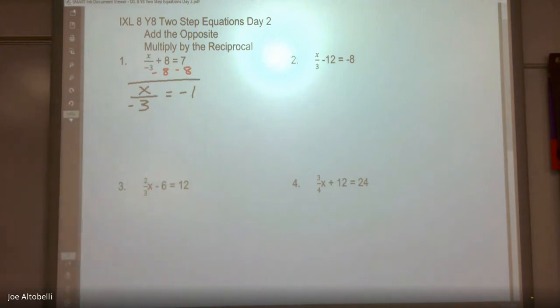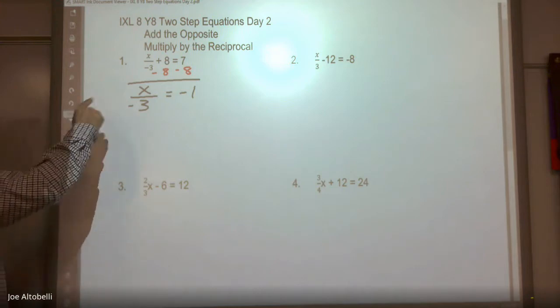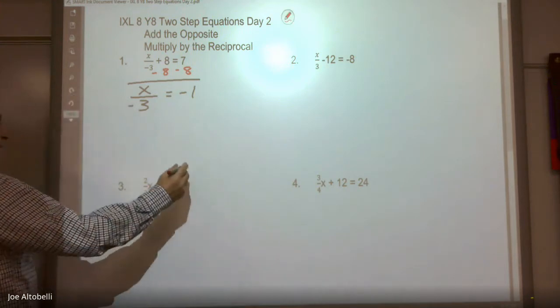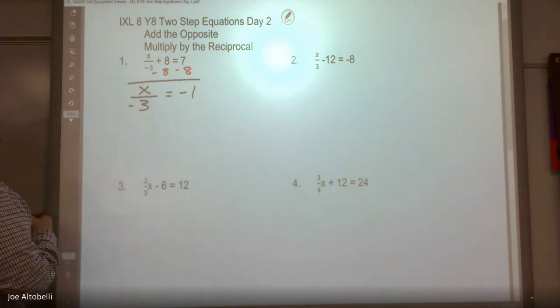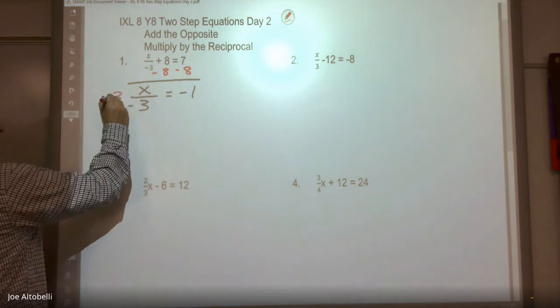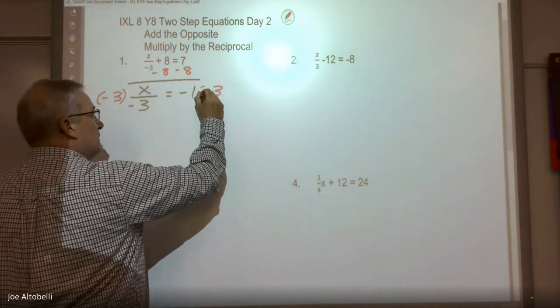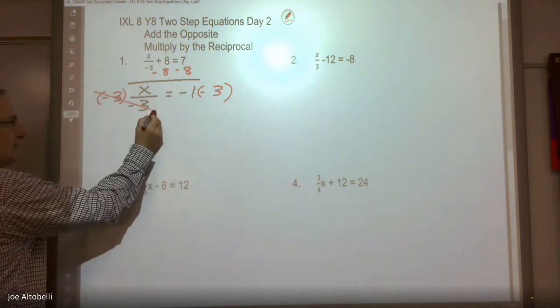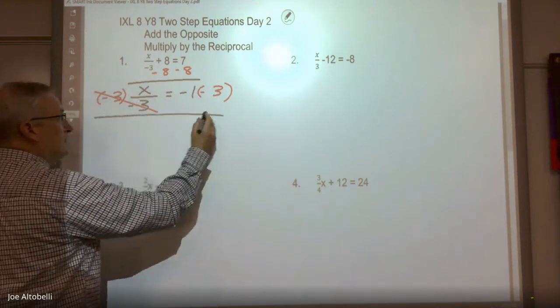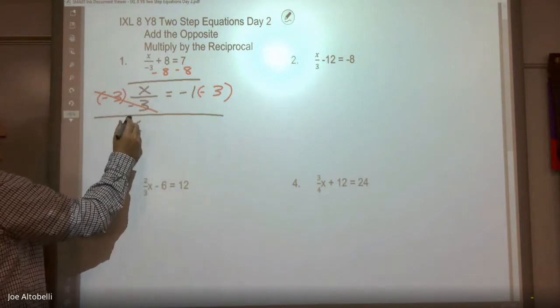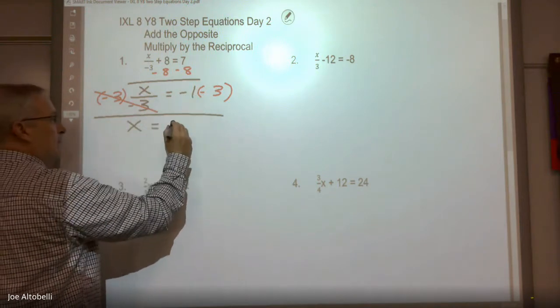Remember, you have to write everything down showing all your steps. Okay? Write everything down showing all your steps. And our second step here now is, how do I undo dividing by a -3? Multiply by a -3. Here it cancels. Okay? So I'll just have x on this side, because that cancels, equals, and here it is 3.